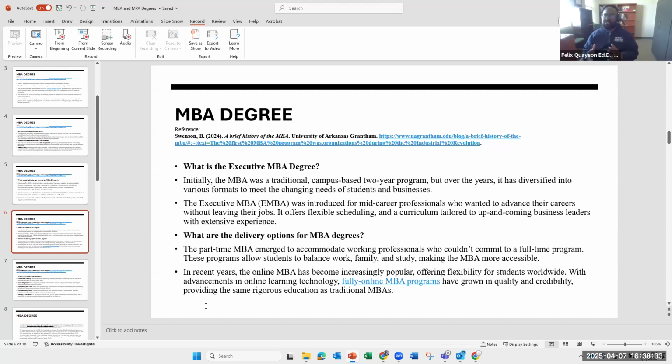Now, what are the delivery options for MBA degree programs? So there are part-time MBAs. You can go to school and earn your MBA on a part-time basis. And those part-time MBAs really emerged to accommodate working professionals, just like the Executive MBA accommodated those with extensive experiences. The part-time MBA emerged to accommodate working professionals who couldn't commit to a full-time program.